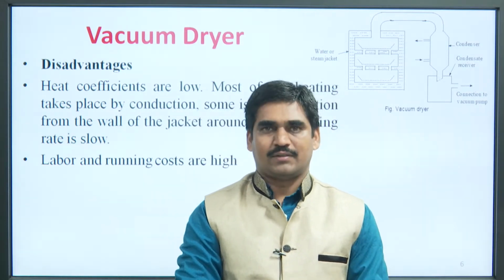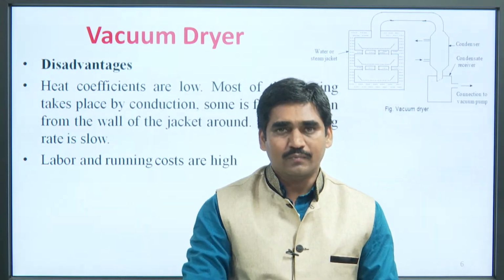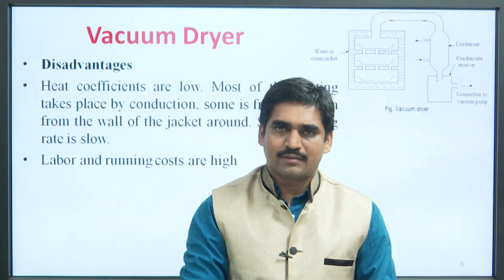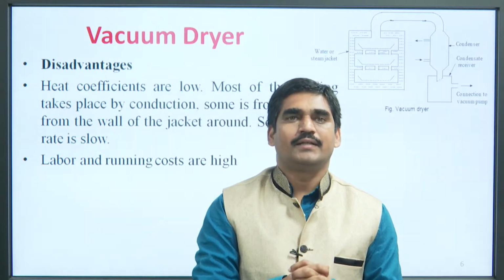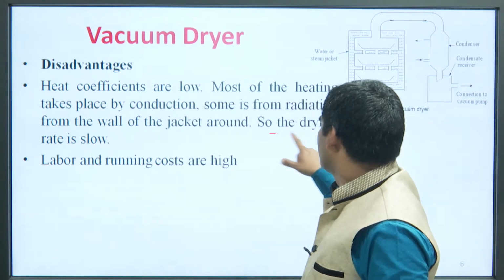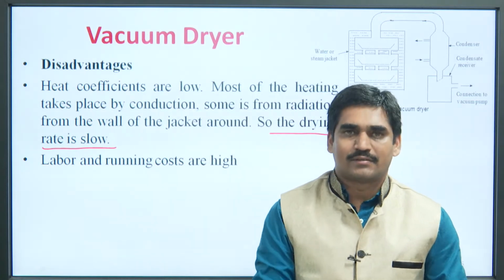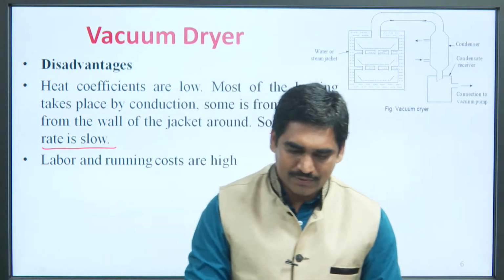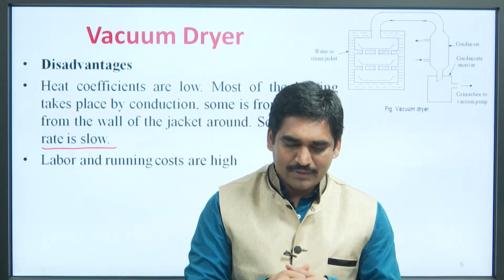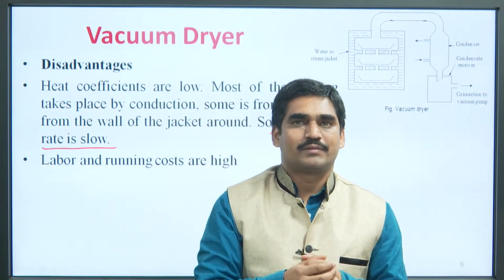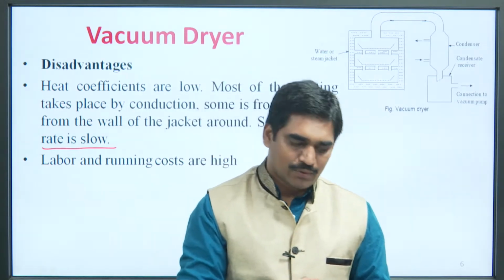Disadvantages: since heat coefficients are low, most of the heating takes place by conduction. In some cases radiation may take place. So, drying rate is slow. The disadvantage is that drying rate is slow in the vacuum dryer, because heat coefficients are low and the heating takes place mainly by conduction. In some cases radiation from the wall of the jacket also takes place, which leads to the slow rate of drying.